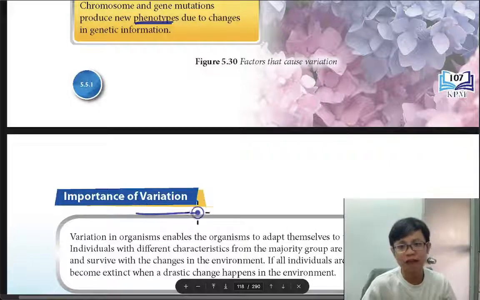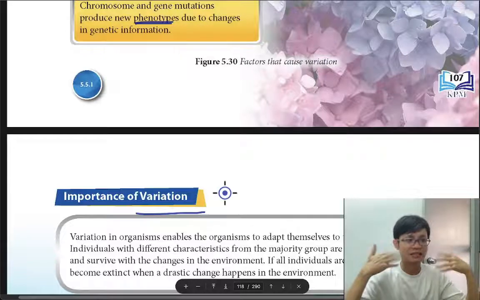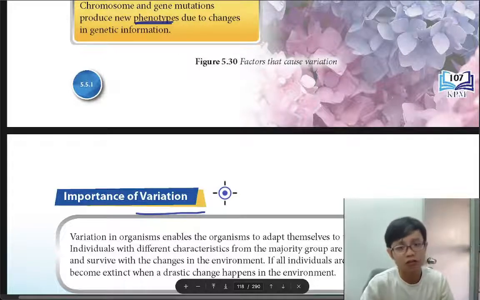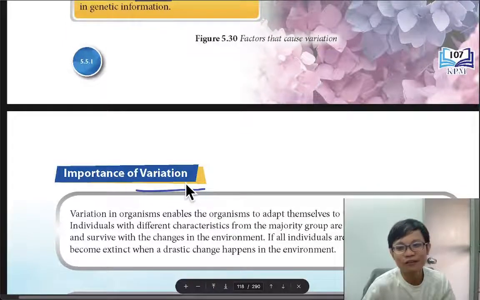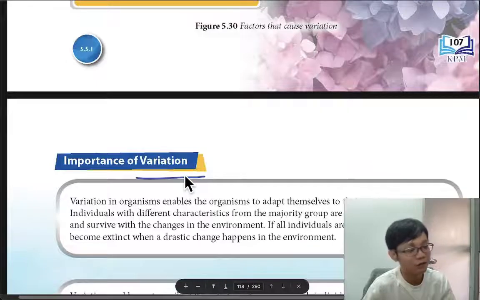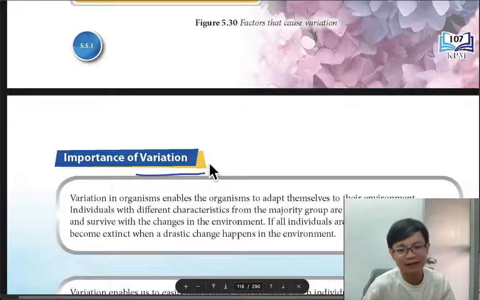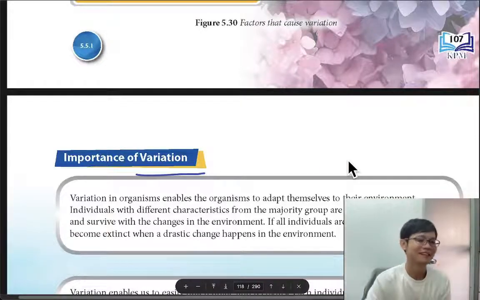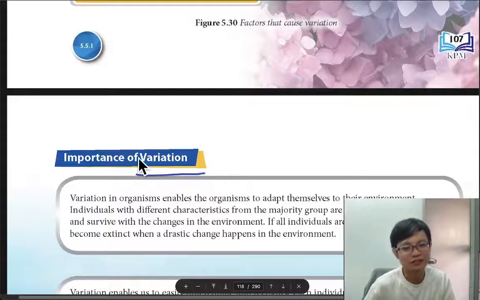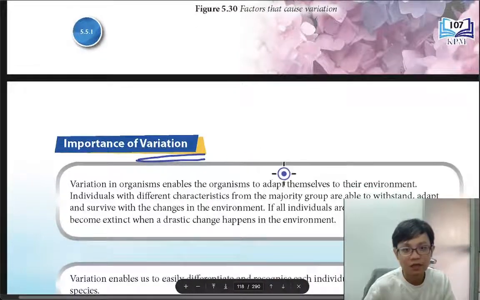Importance of variation. So why variation? Why do you want to have variation? If all people are the same, is it not good? What is the importance of variation? Because we have more people to marry? So we have handsome people, beautiful people? No, not because of that. Why is variation important?